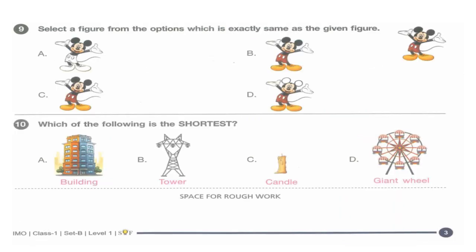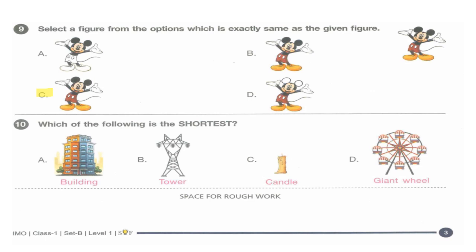Question 9. Select a figure from the option which is exactly same as the given figure. Look at the given figure and find the same copy figure from the options. So option C is exactly same as the given figure. Please select option C.